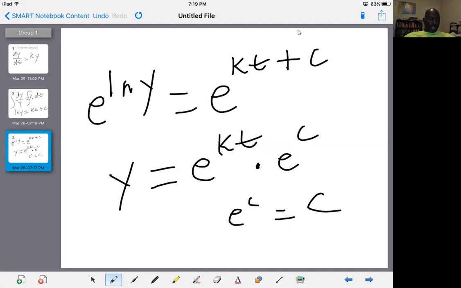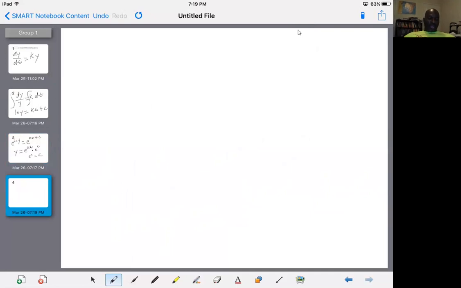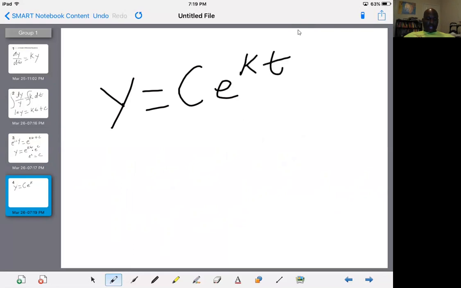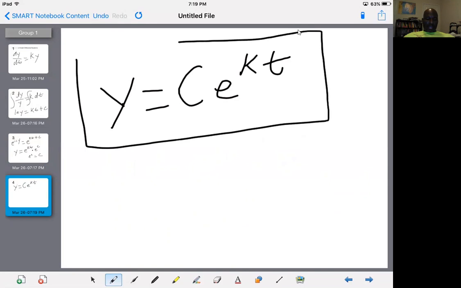That's the moment we've been wanting. So let me write it now. So the solution to the differential equation is y equals c times e to the power of kt. That's a very famous solution. That's a solution you want to remember.